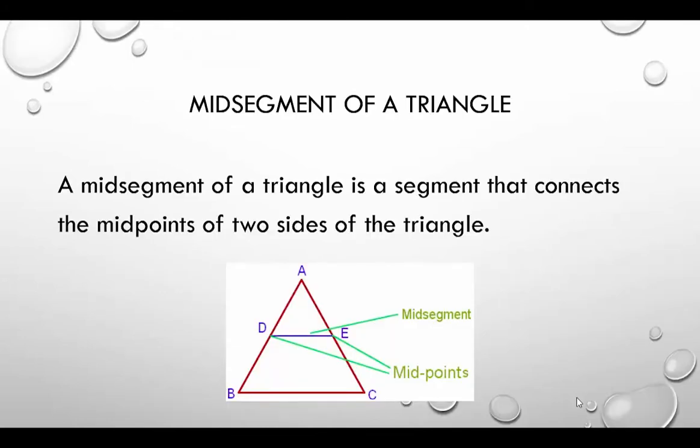We start with definitions. Midsegment of a triangle. A midsegment of a triangle is a segment that connects the midpoints of two sides of a triangle. So if we're looking at this triangle ABC, our midsegment is line segment DE, where D is the midpoint of line segment AB, and E is the midpoint of line segment AC.